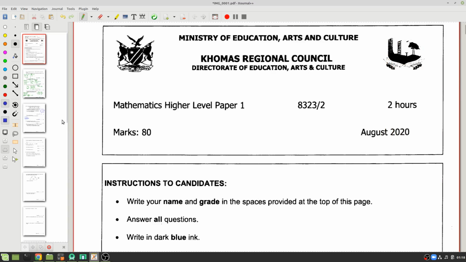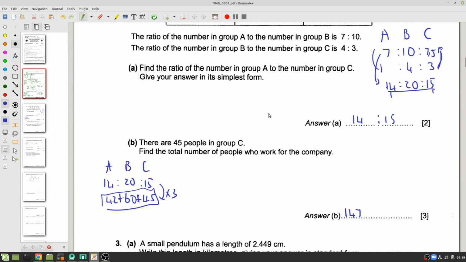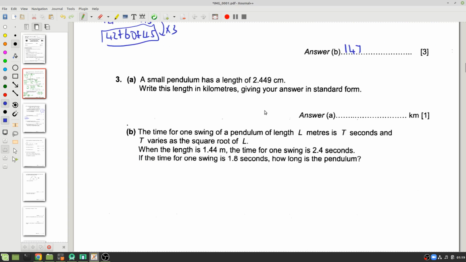Alright, here we have question 3 of the August 2020 Mathematics Higher Level Paper 1 Khomas Region Matric Mathematics exam. Here we've already looked at question 1 and we've done question 2, nice and short question, and now we're getting to question 3. I'm going to do question 3 in the same colors, on the same page.